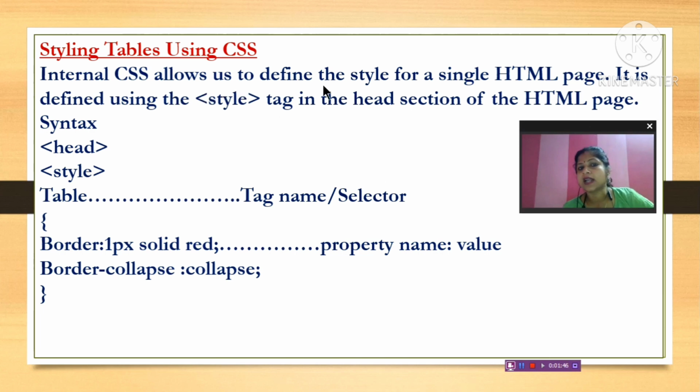Internal CSS allows us to define the style for a single HTML page. It is defined using the style tag in the head section of the HTML page. So how to write? Inside the head, style tag, you will define table. Suppose we'll study about tables, so the table tag I have taken. Table, this will be a tag name or selector. You can define the style for your headings also, H1, H2, H3. You can define style for your paragraph also. But today, about table. Okay.